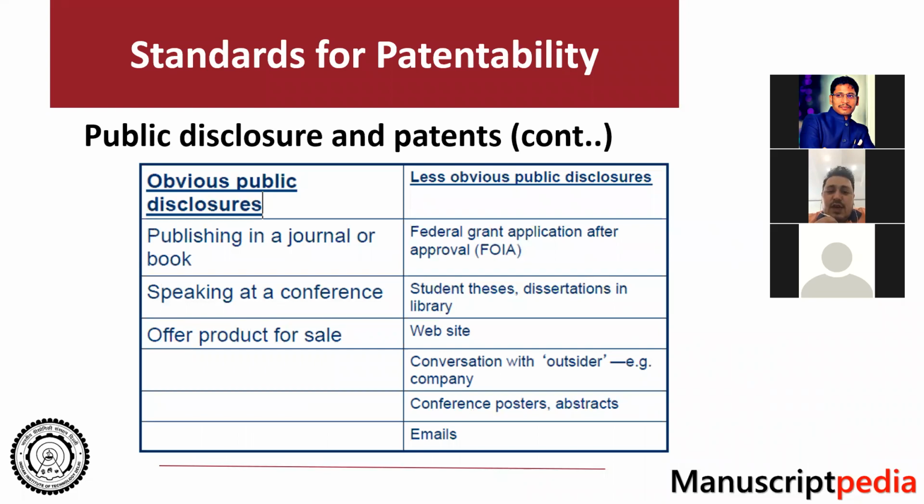Okay, there are some examples of obvious public disclosure and non-obvious public disclosure. Obviously, if you are writing a journal paper, this is already disclosed, so it will no longer be patentable. You cannot patent. Or if you speak at a conference, this is also an obvious public disclosure. People will already get to know what you are doing and what the idea is, so you can no longer file the patent. Or if you offer these products for sale to some company, you have already disclosed this, so obviously you cannot do the same thing.